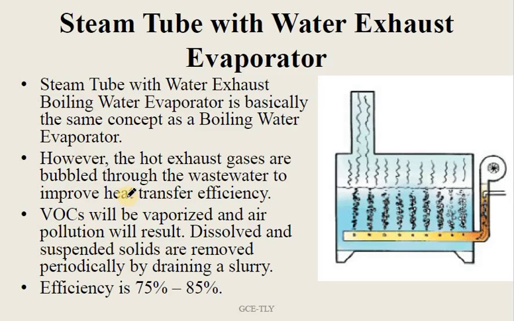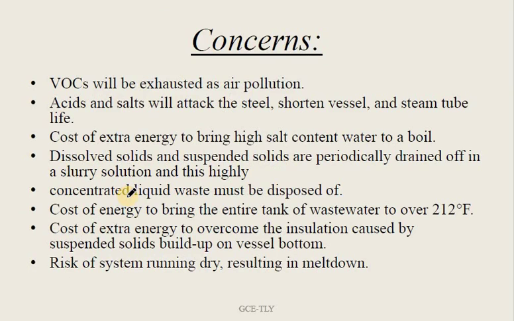So in this reactor we have a steam tube which passes into a tank containing the wastewater. This is basically the same concept as a boiling water evaporator, but here the hot exhaust gases are bubbled through the wastewater to improve the heat transfer efficiency. So the VOC will be vaporized and the air pollution will result. Dissolved and suspended solids are removed periodically by draining a slurry. Here also the efficiency will be 75 to 85%.